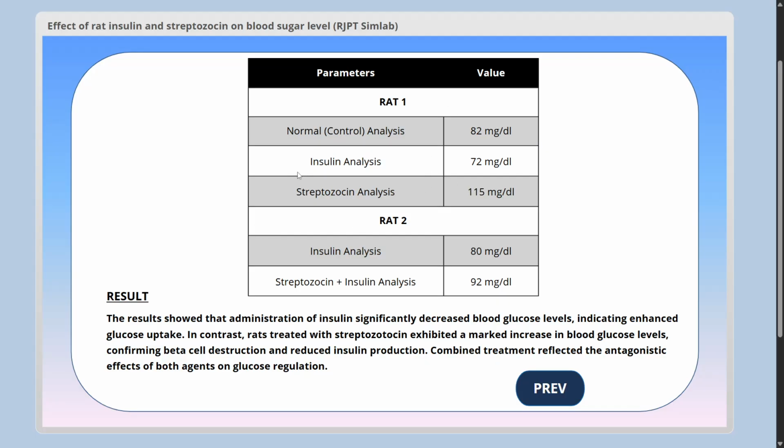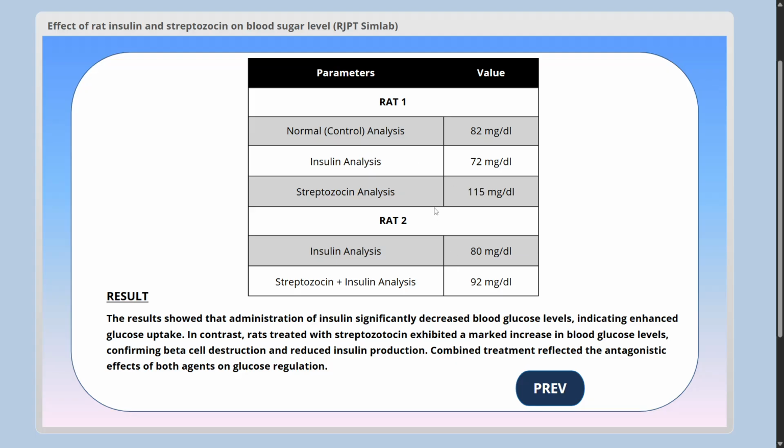And as we can see, this is the observation table that we have filled with our observations. It shows that the normal control analysis has shown an 82 blood sugar level, and then after injecting insulin, it has decreased the value of blood sugar to 72, and after that, we have injected streptozocin, which has increased the blood sugar level to 115 for the first rat.